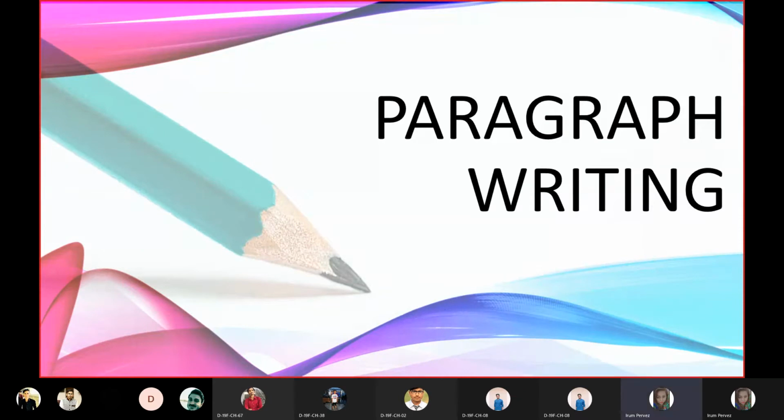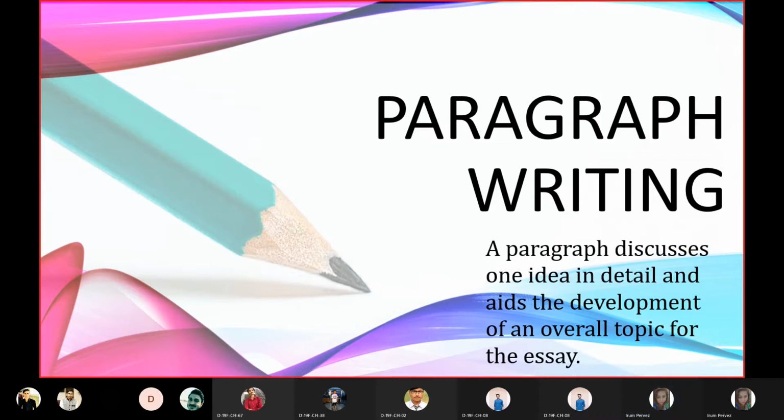All right, so we started paragraph writing yesterday. We discussed that a paragraph is a written form that discusses one idea in detail, right?